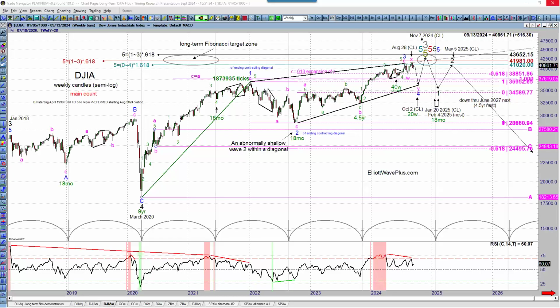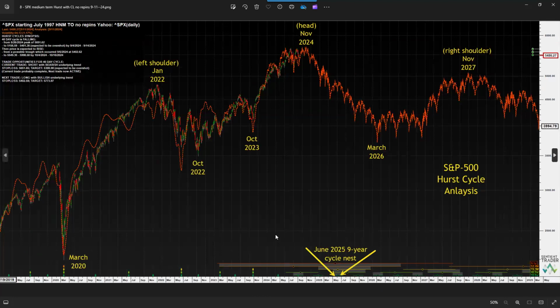So here's a closer look at that. We've zoomed in a little bit. Now, right here in June of 2025, there's a large cycle nest due. But notice that the composite line is suggesting this market is going to find a way to stay up through November of 2024. But notice the obvious left shoulder, head, and right shoulder pattern that potentially could develop over the next few years. By the way, the orange line suggests direction, not price. This could be a much deeper move to the downside, or it could be more shallow, but it does suggest down from November of 2024 to March of 2026 next.